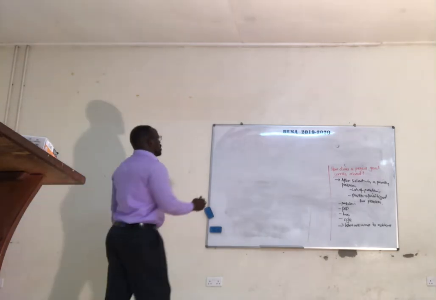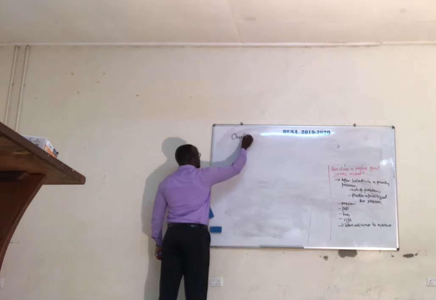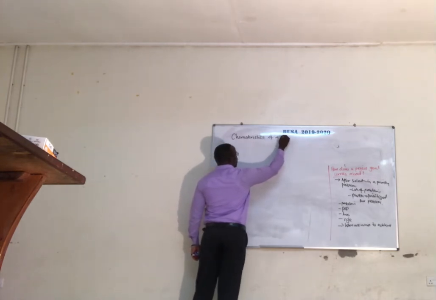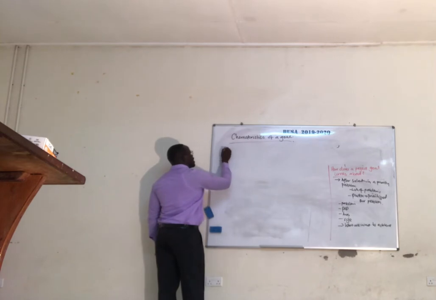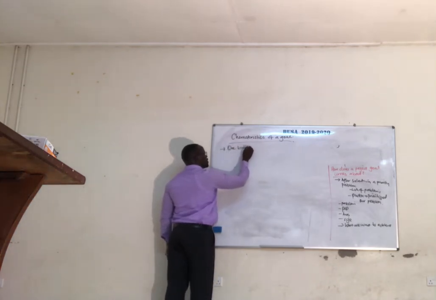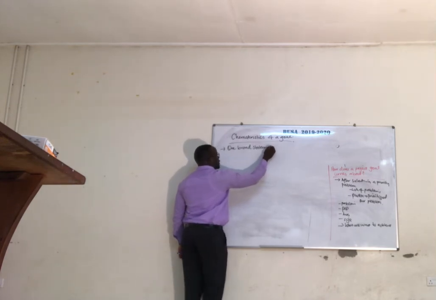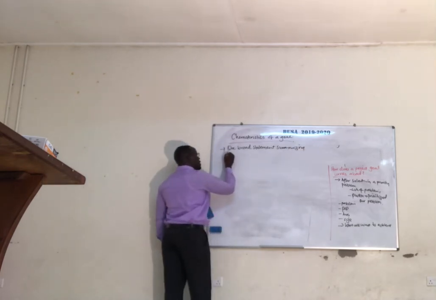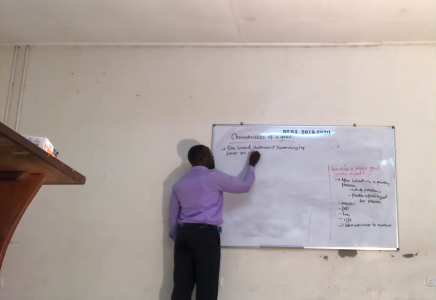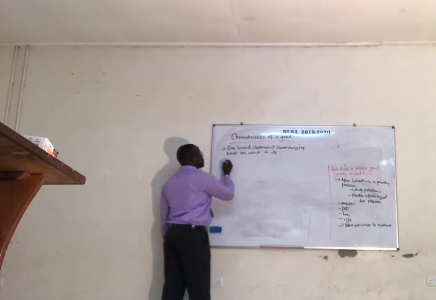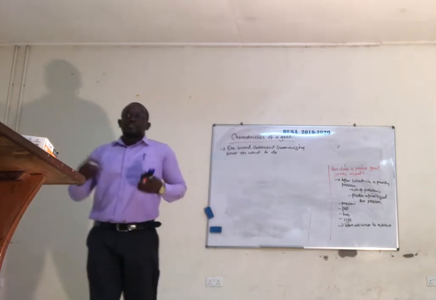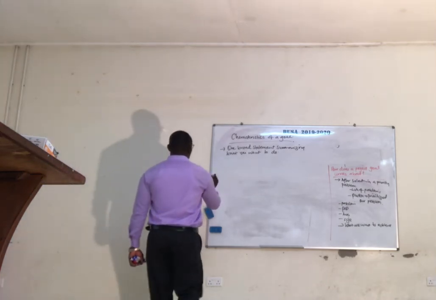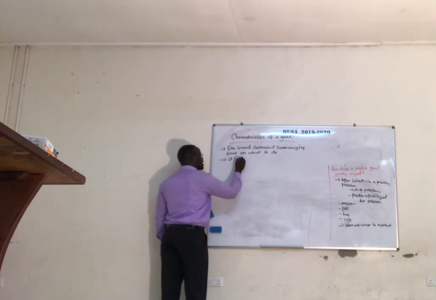Characteristics of a goal. One, it is one broad statement summarizing what you want to do. I want to go to Kampala. It is very broad. You cannot measure it.